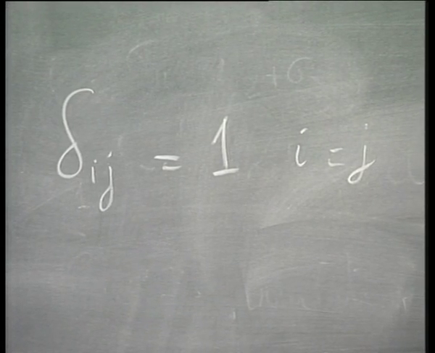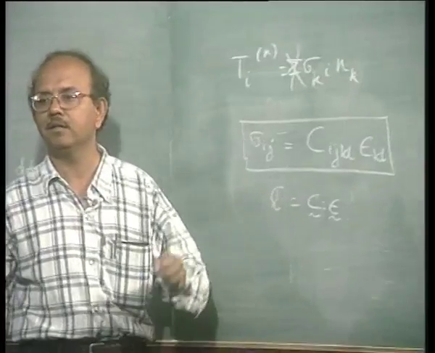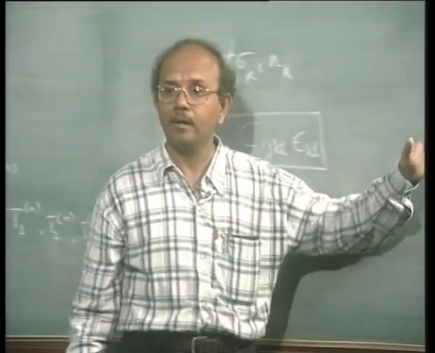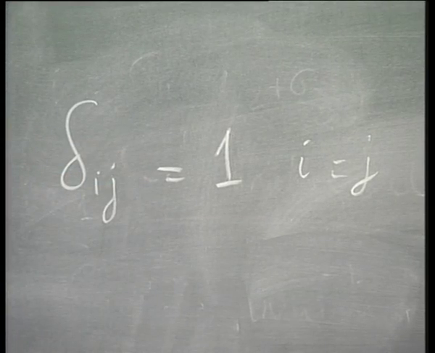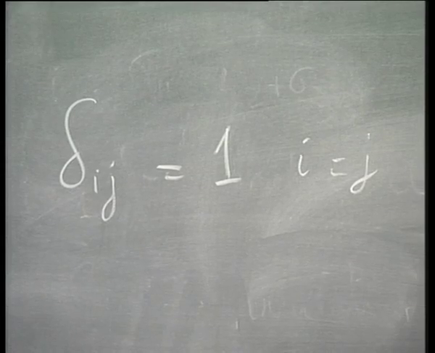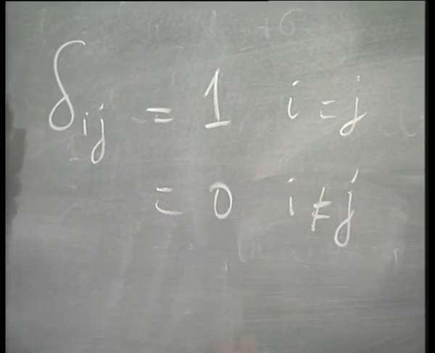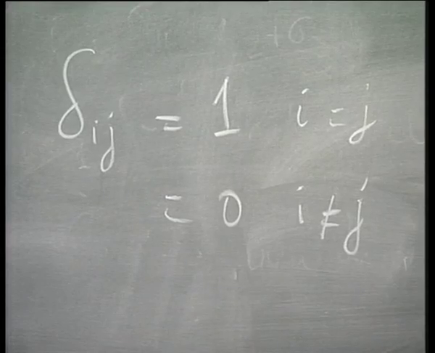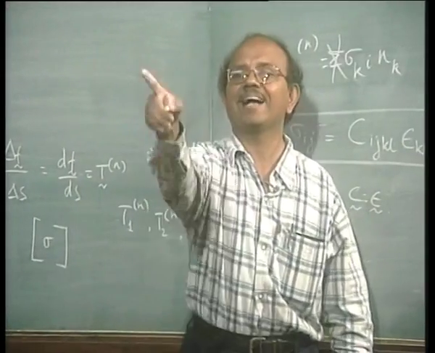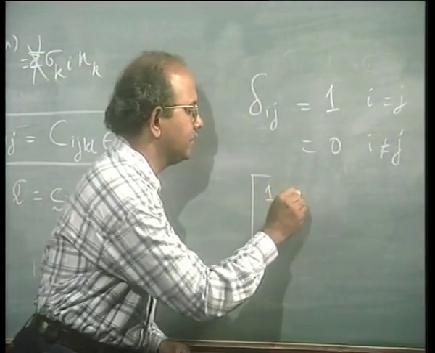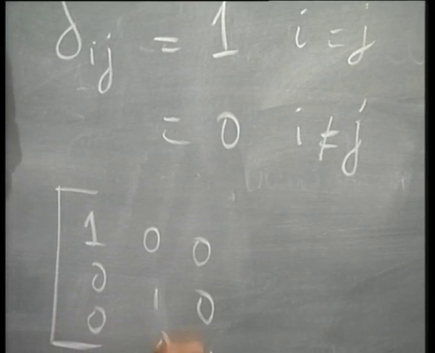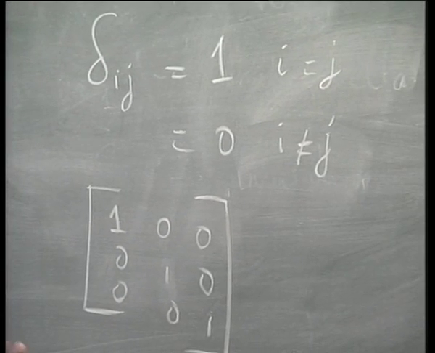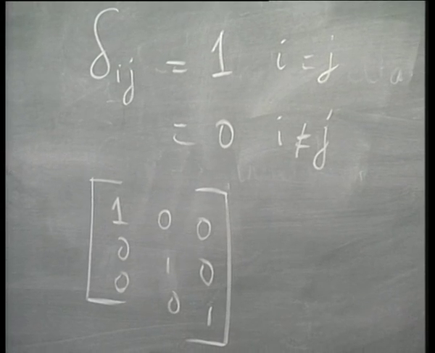When i is equal to j, that means 1 1, 2 2 and 3 3, then delta ij takes a value equal to 1. When i is not equal to j, Kronecker delta takes a value of 0. Can you recognize what this really means? Can you put this down in a matrix form and tell me? Correct, unit matrix. It is 1 0 0, 0 1 0, 0 0 1. In a matrix notation, this becomes a unit matrix. Clear?